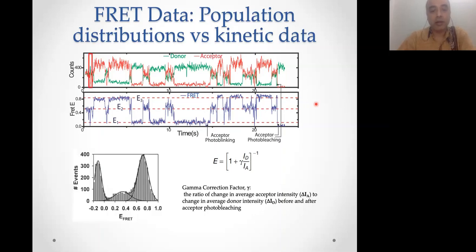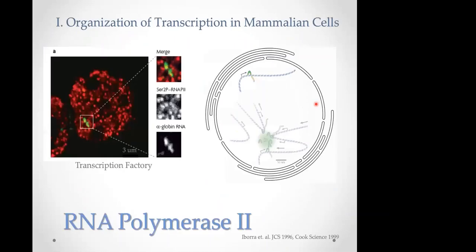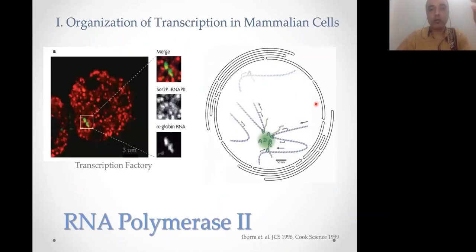All right, so I'll go forward. I wanted to show you two specific examples, and go into a little more detail on how you would solve a problem of this range. So here's one example. The question we were asking was, how is transcription organized in a mammalian cell? And for a long time, people had talked about what is popularly known as transcription factories.